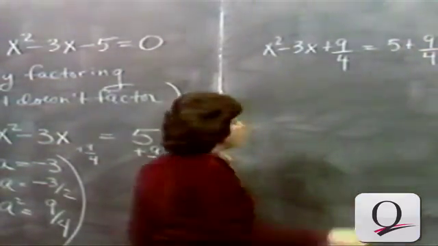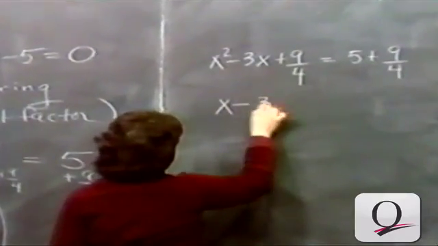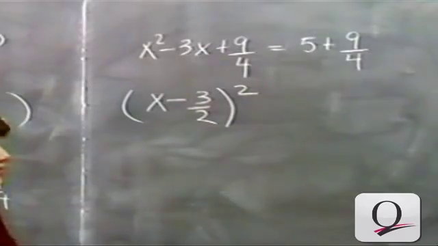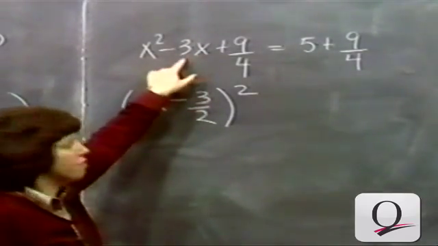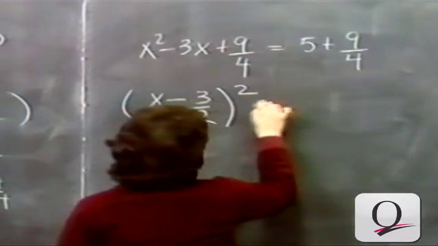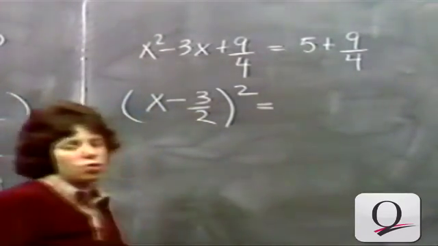The left side, of course, is a perfect square. That's why we went through this procedure to begin with. It's x minus 3 halves squared. It's x, and then half of this coefficient, quantity squared, half of minus 3 halves. This gives us now, we'd like to add 5 and 9/4.